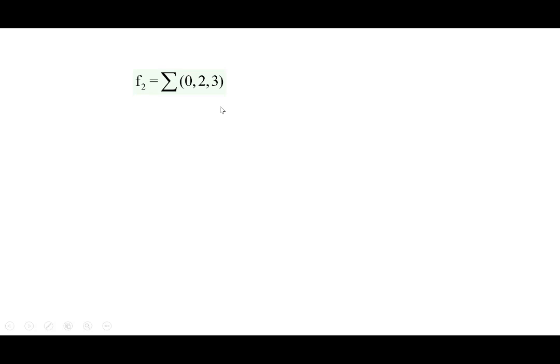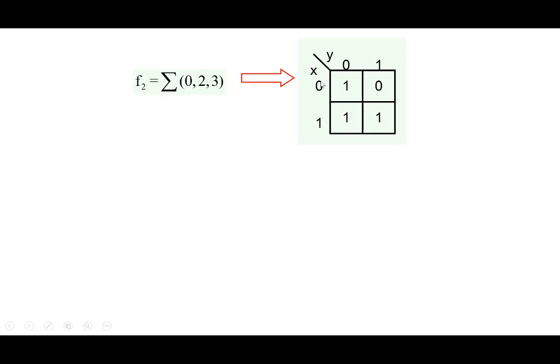All right, so suppose we are given a two variable function here, f2, and it has these minterms 0, 2, and 3. So we can represent it with two variables, x and y here, 0, 1 here. What does it mean? That this particular function has a value 1 when x and y are both 0, 0. So we put a 1 here. Also, this function is 1 when x and y are 1, 0 here. 2 means 1, 0. So we put it here. And it's also 1 when x and y are 3. So 3 is 1, 1.